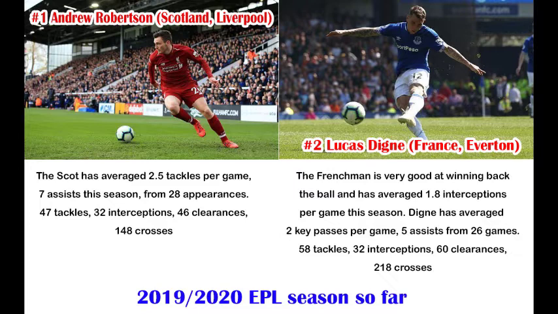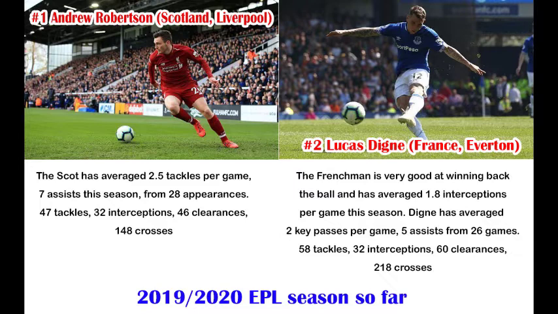But look at the stats that we have in front of us. In terms of tackles, we see 47 tackles for Robertson, while 58 tackles for Digne, playing 2 less matches. We also saw that the interceptions were equal, Digne playing 2 less matches again. And we also look at the clearances: only 46 clearances for Robertson as opposed to 60 clearances for Lucas Digne.